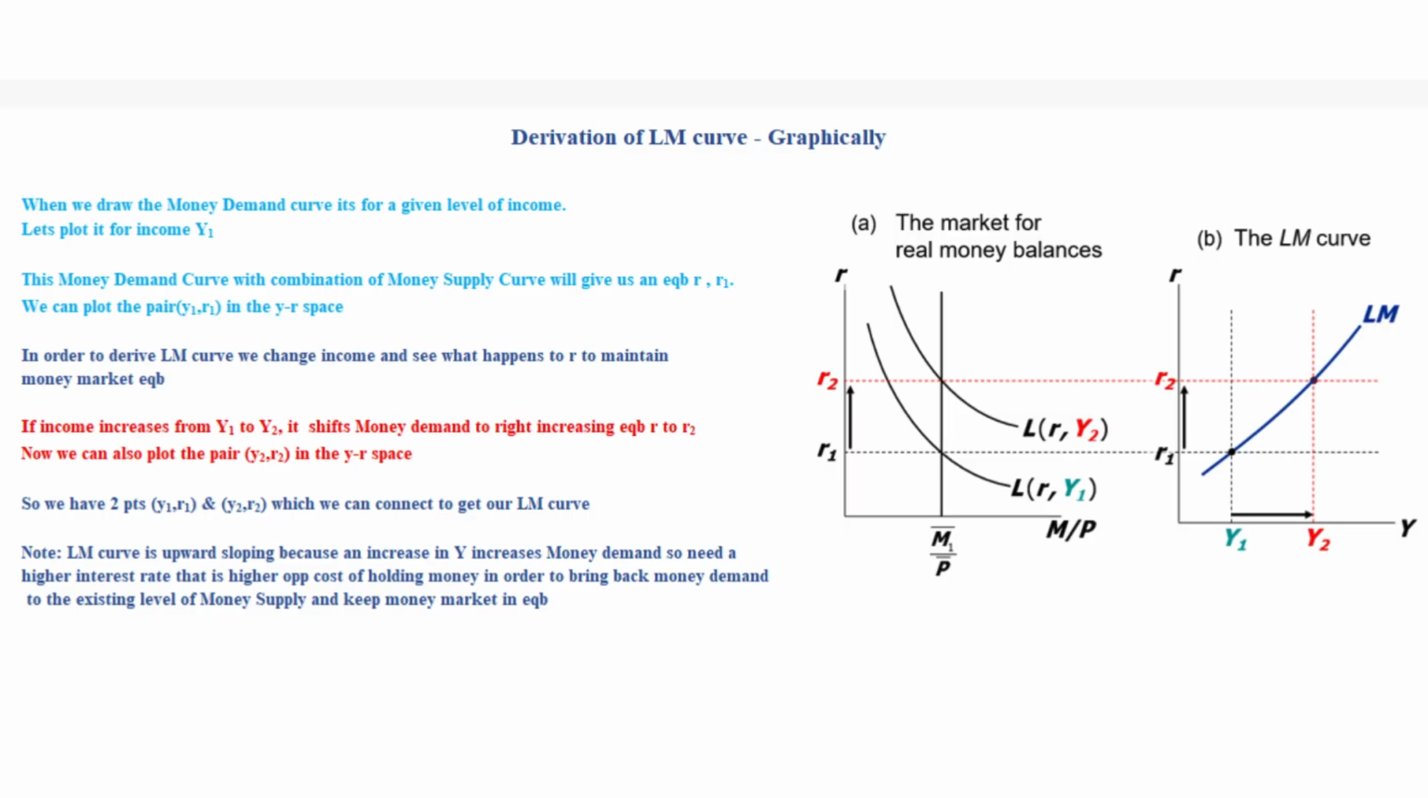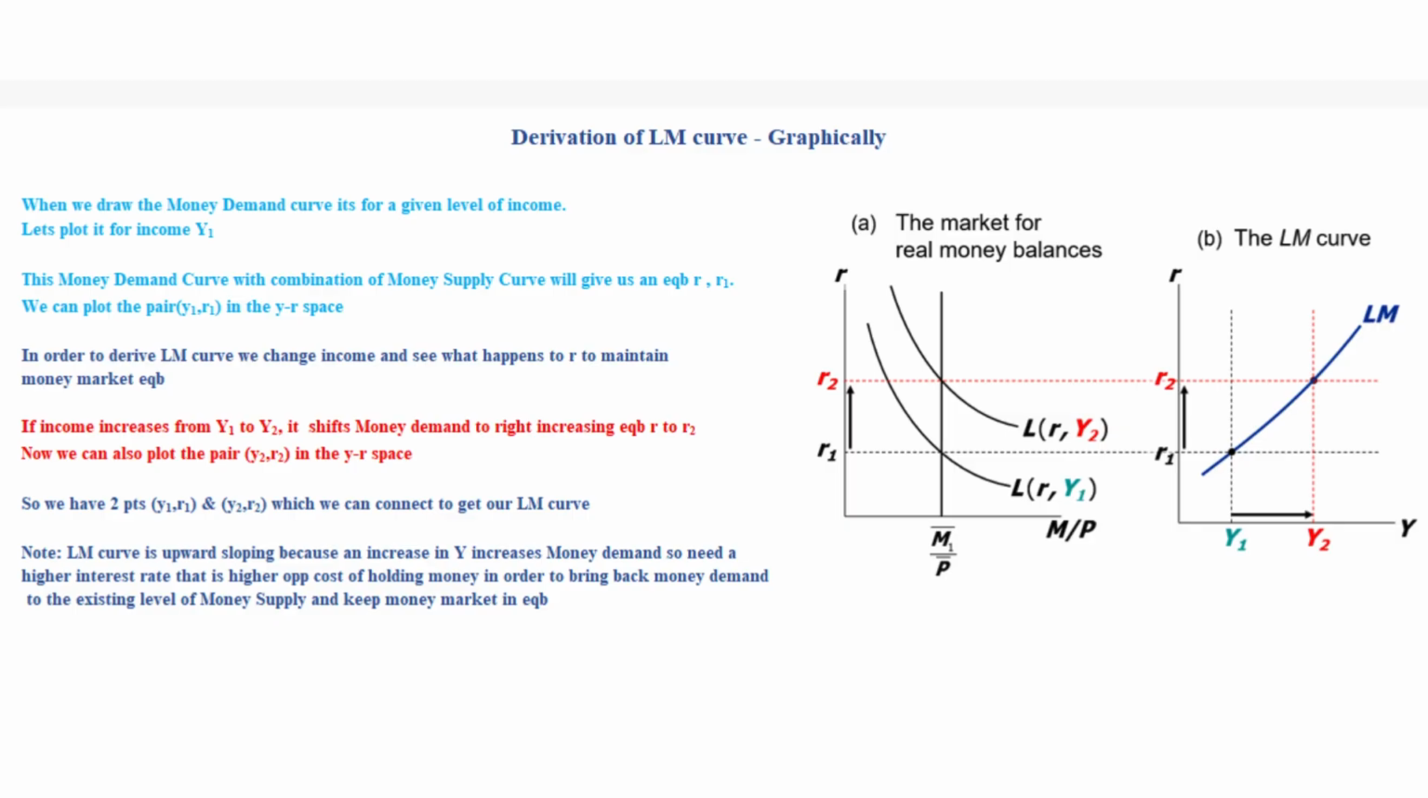Now, in order to derive the LM curve, what we do is we will change income and see what happens. If income increases from Y1 to Y2, it will shift the money demand curve to the right. Now, our new money demand curve is L(R, Y2), and this will increase the equilibrium interest rate to R2. Now we have another point, Y2, R2, which we can plot in our Y-R space. So now we have 2 points, Y1, R1 and Y2, R2, which we can connect to get our LM curve.